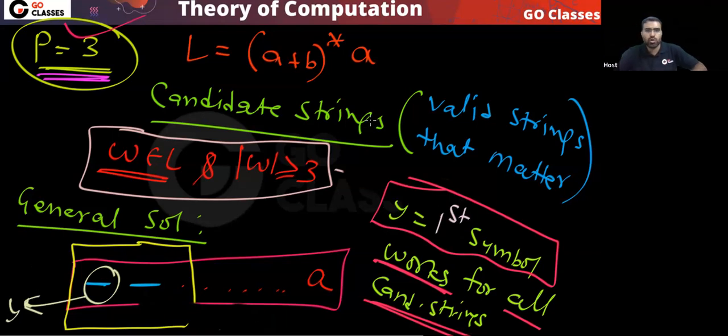As soon as you get some y which is working, will you care about other possible y? No. We only need at least one y. In every candidate string within the first p symbols, we need at least one y which we can repeat any number of times, and the resulting string belongs to the language L. So this is the point.